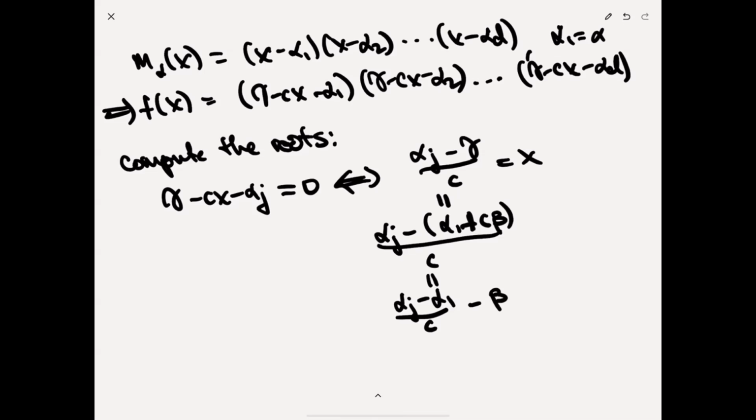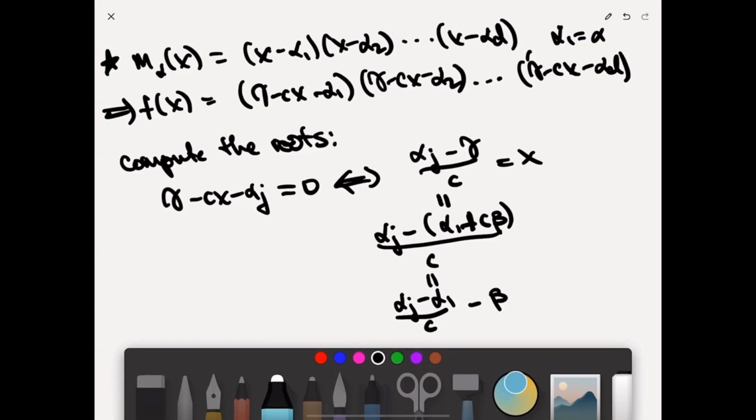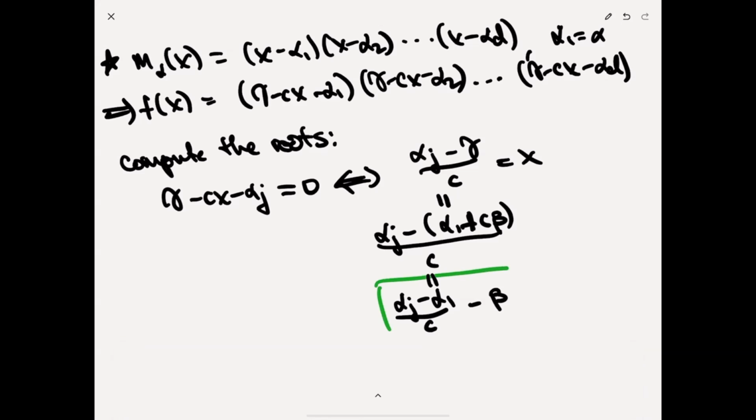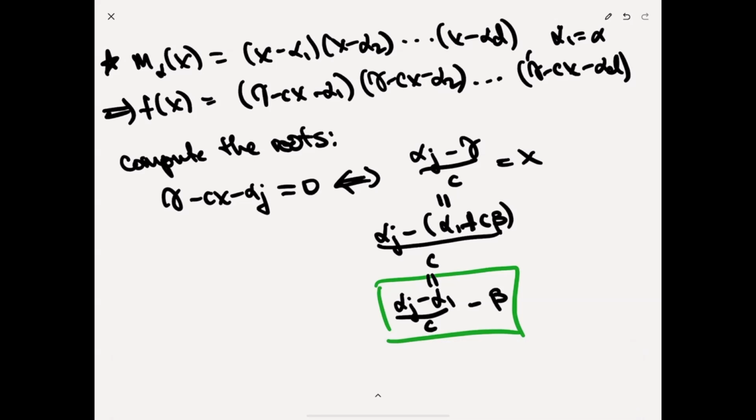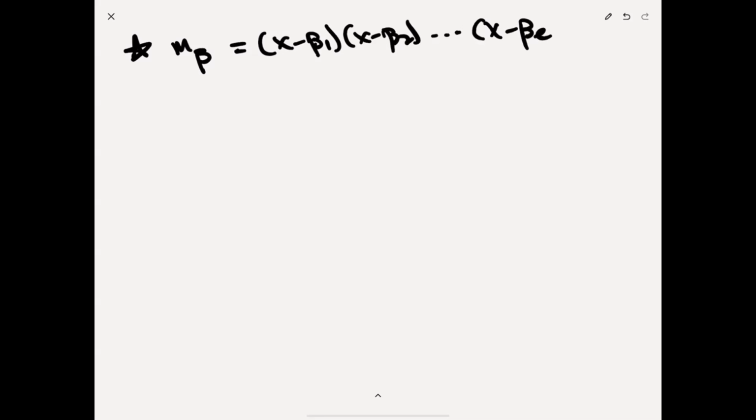All right, so we computed half of it. We computed what the roots of m alpha look like, again using the convention that alpha 1 is alpha. Next step, let's compute the roots of m beta. Well, we just write them out. m beta is x minus beta 1, x minus beta 2, up to x minus beta e, where e is some integer, and here we're using the convention that beta 1 is beta.